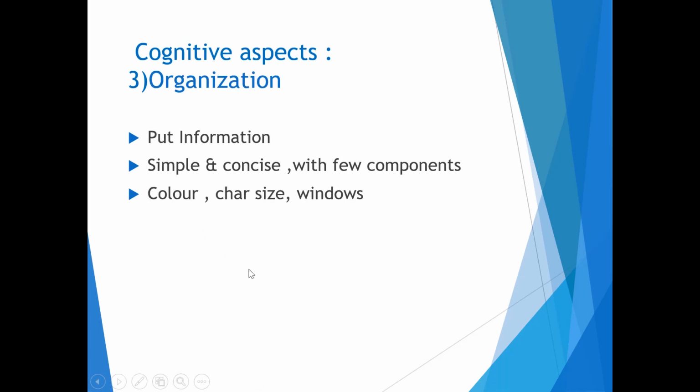Now, the third cognitive aspect, that is organization. Organization puts information where users expect to see it. For instance, category menus are better than alphabetical or random organization. Organization should be simple and concise with few components.